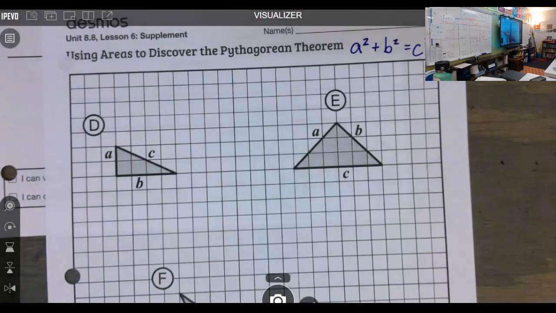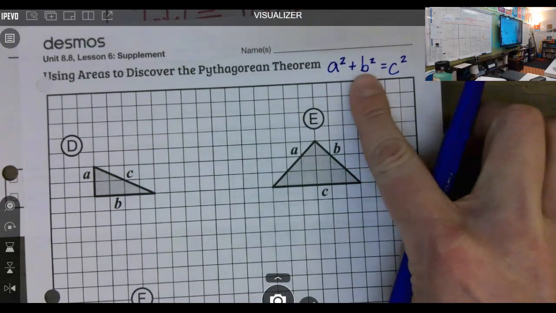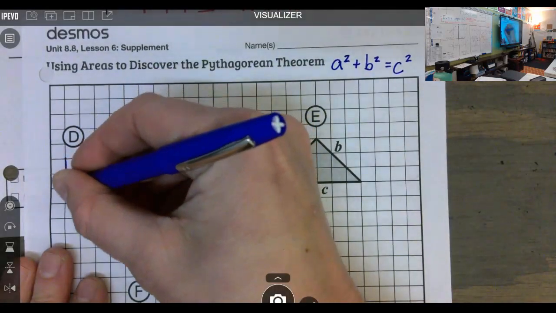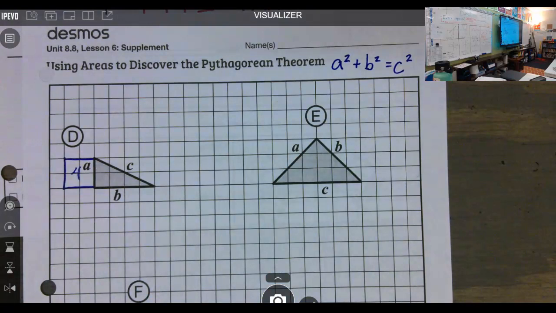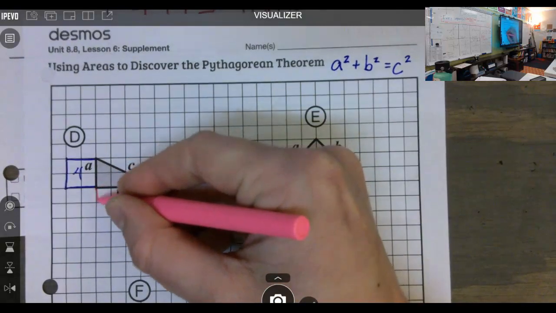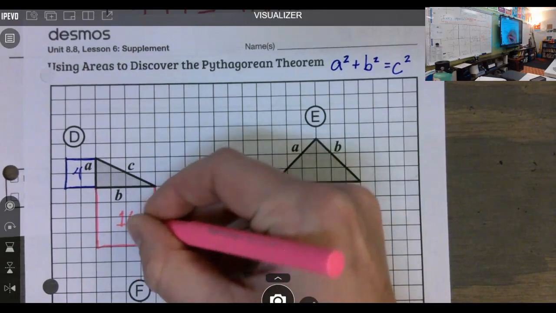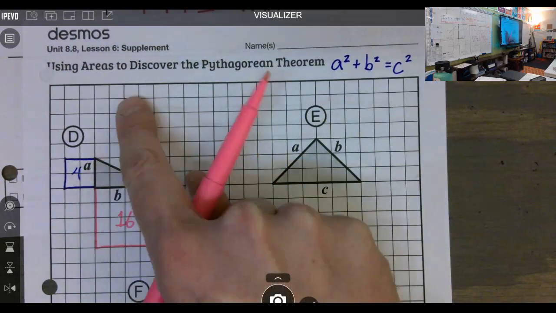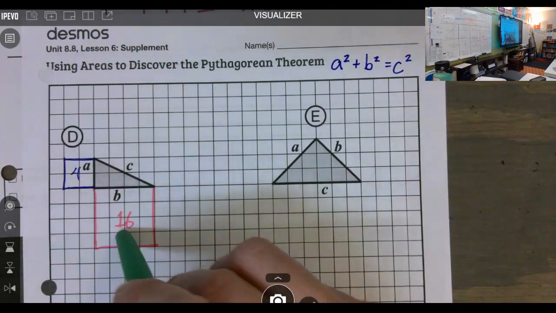Gwen, if I look at triangle D, and I want to figure out what A squared is, because Pythagorean uses a lot of stuff squared. What would A squared be there? So let's go ahead and draw that on our paper. A squared would be 4. Adrian, what about B squared? Yeah, because B is 4. So then, even though we don't know the length of C, because it's diagonal and we can't really count it, what should C squared be? Yeah, because it's the sum of your A squared and your B squared.